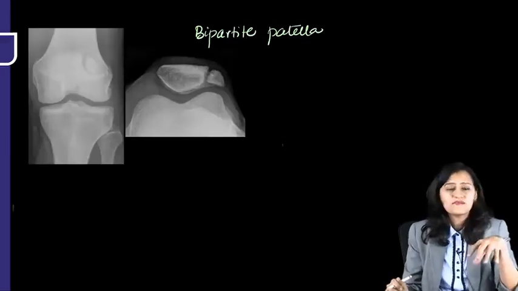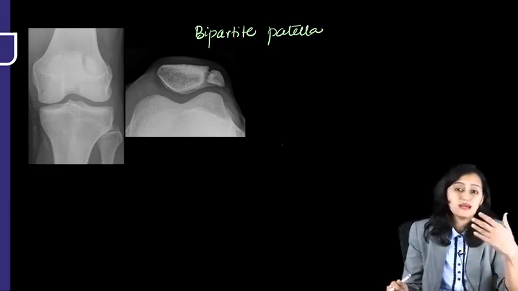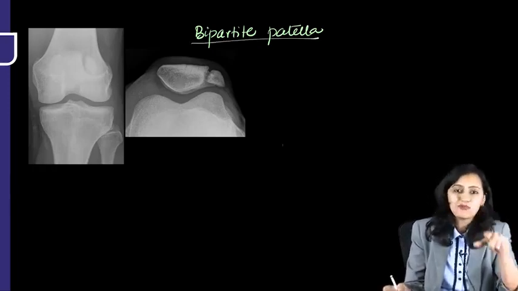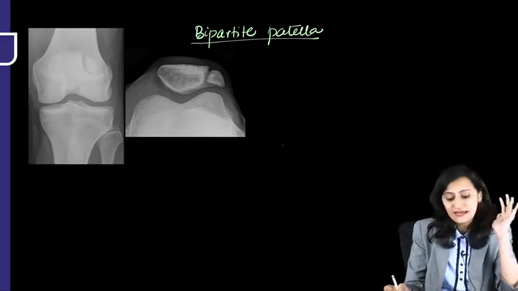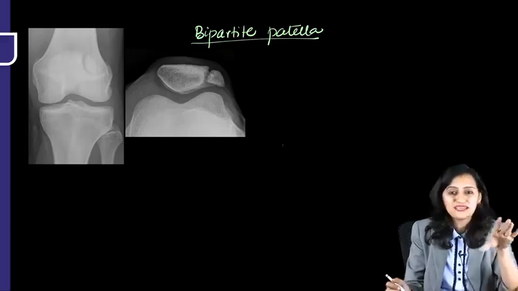Okay. Now this is the image that was asked in the recent NEET PG 23 exam, but the image actually mentioned that it is bipartite patella. And there was only one option which said it is bipartite patella. So actually the answer was given in the image. So always hunt for the clues in the image.